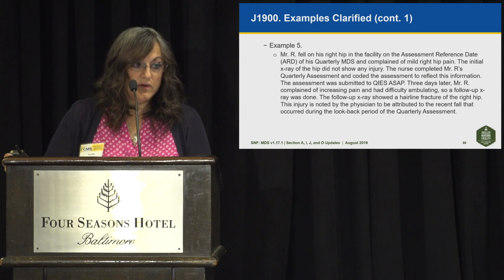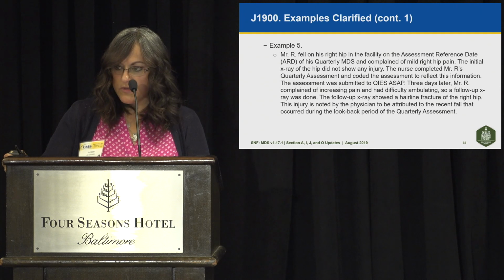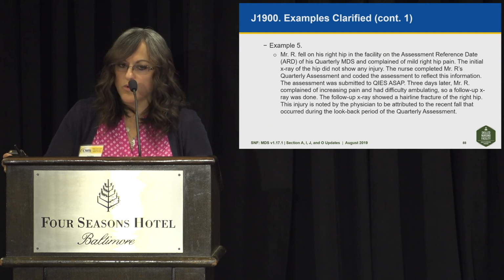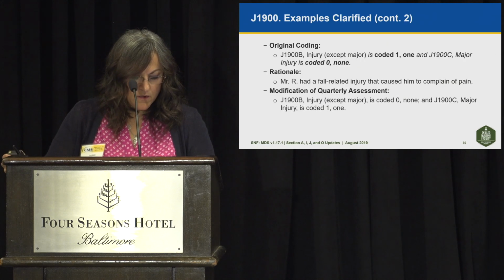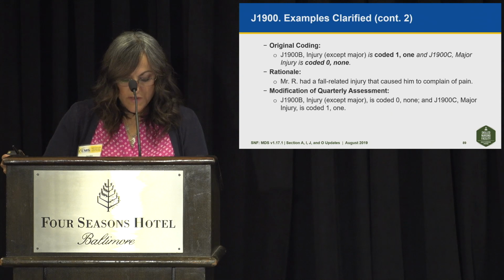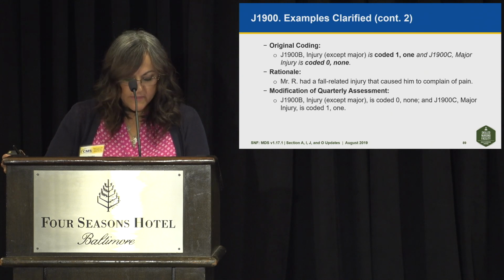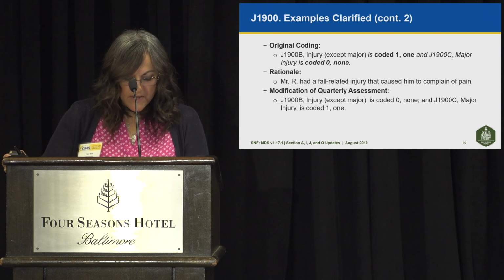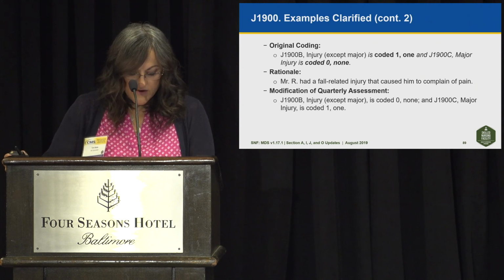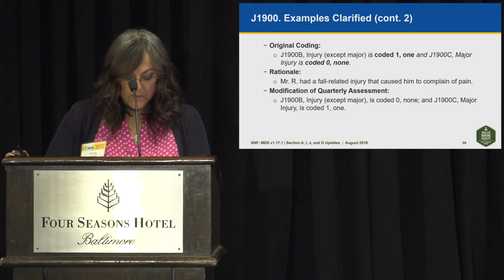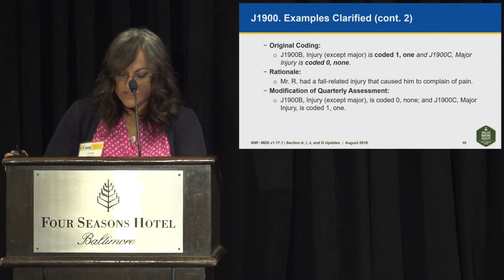The physician noted that the fracture was indeed attributable to the fall that occurred during the look-back period of that recently submitted quarterly assessment. So when we look now at the coding for the example, the rationale and the coding for the modification of the quarterly assessment did not change. What did change was the addition made in the original coding to clarify that J1900C, major injury, was originally coded as 0, none, on the quarterly that was originally submitted.